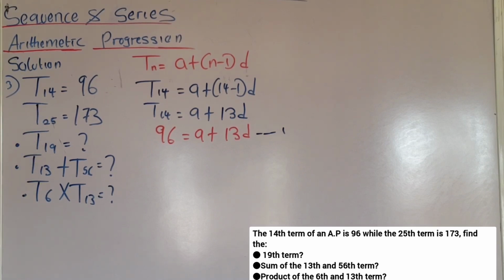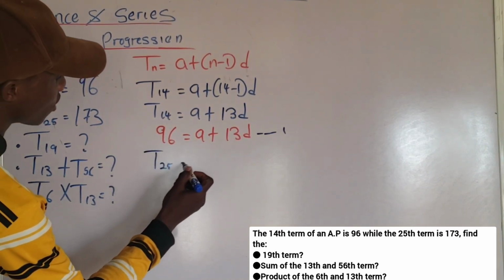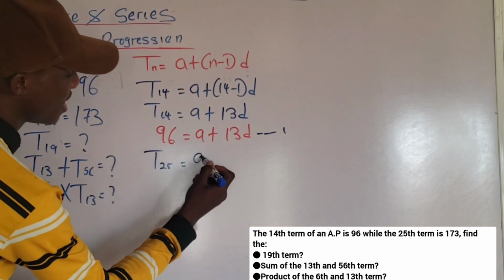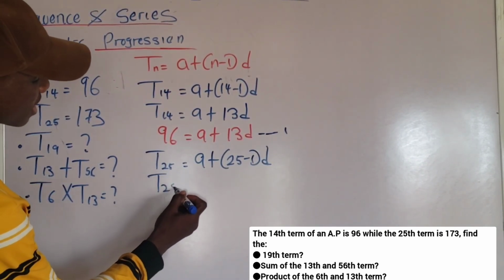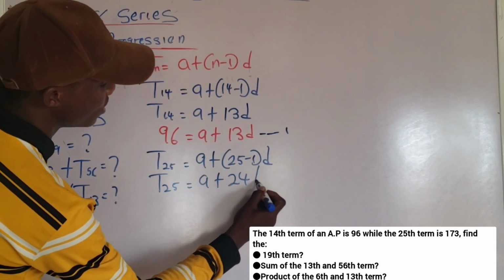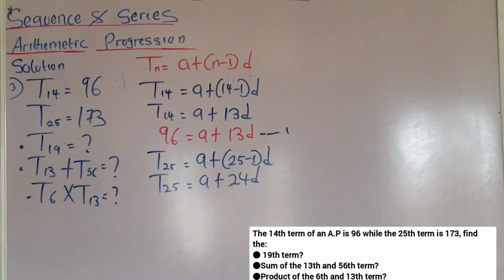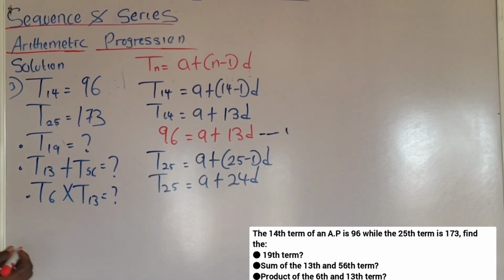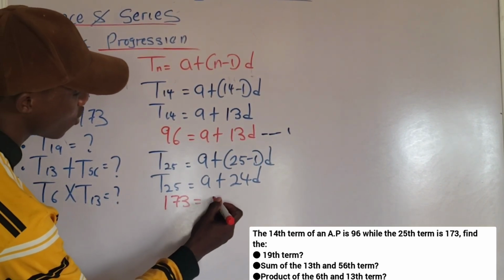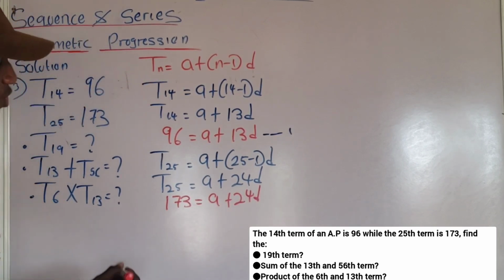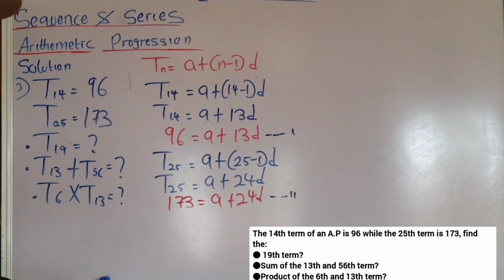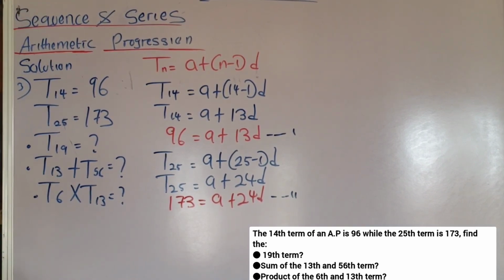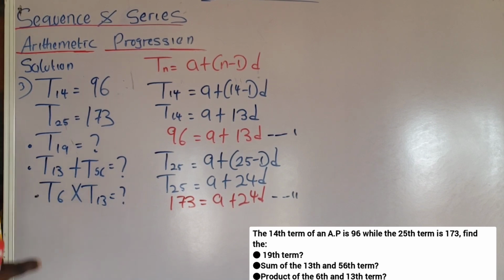Now, let's proceed to the second. We need to derive the second equation from the 25th term. We've been given that the 25th term is equal to 173. So I'm going to have a plus 25 minus 1 multiplied by d. The 25th term is equal to a plus 24d. Since we've been given that the 25th term is 173, I'm going to have 173 equals a plus 24d. Call this equation 2. Now, we have two equations with two unknowns, so we need to solve these equations simultaneously.